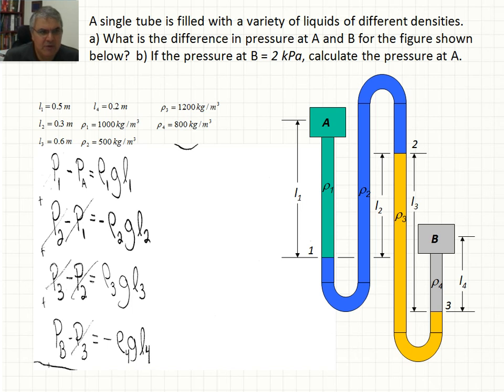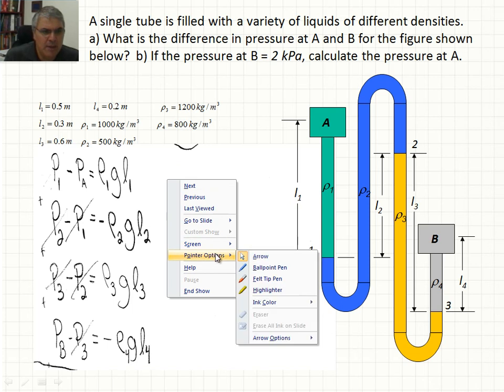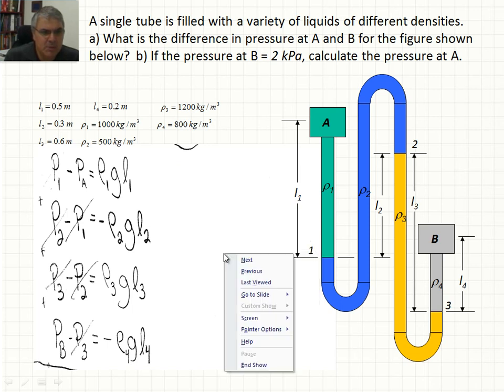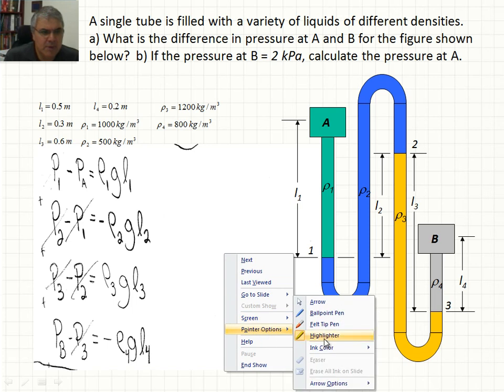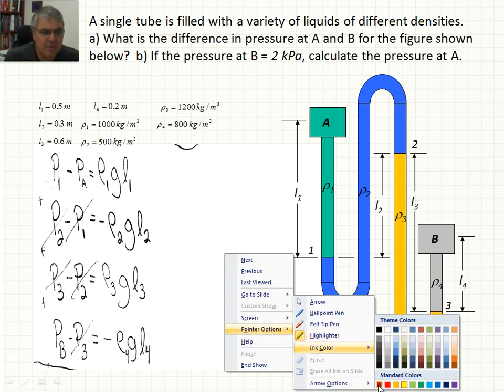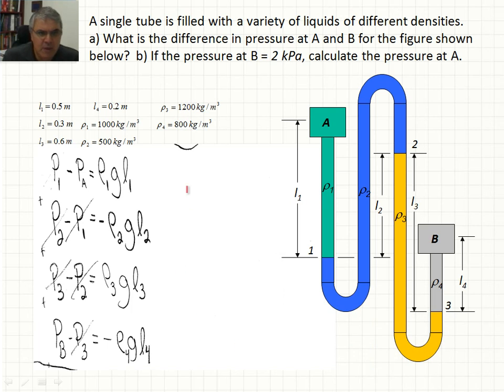So what about now if we want to calculate the pressure difference between point A and point B? Let me switch this to highlighter and pick up the color, it's easier to see. If we add all this together, we should be able to have an equation for that. So P sub 1 minus P sub A, plus P sub 2 minus P sub 1, plus P sub 3 minus P sub 2, plus P sub B minus P sub 3.